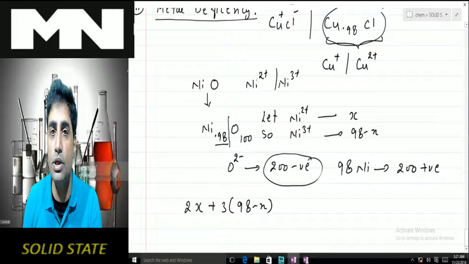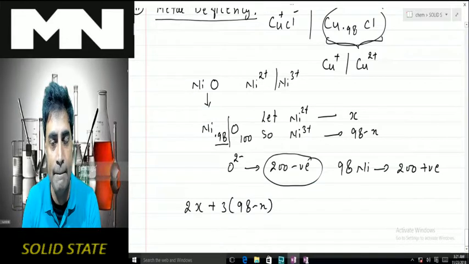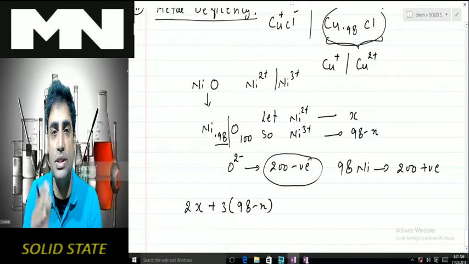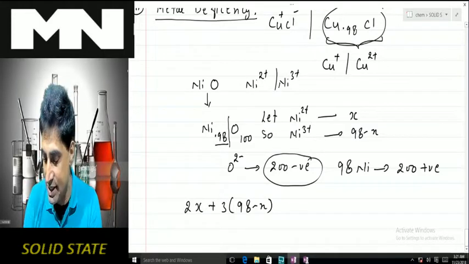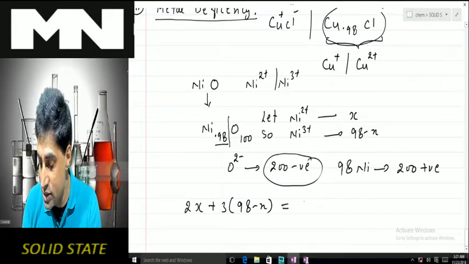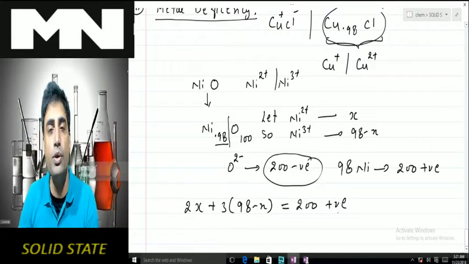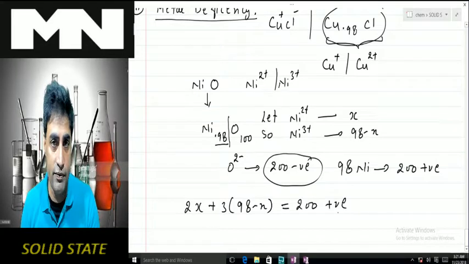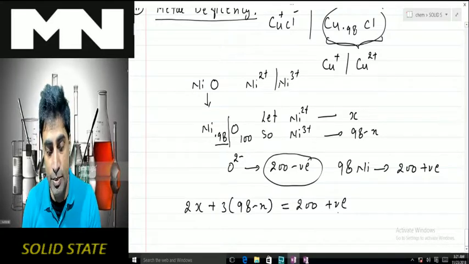And one nickel has got 3 positive charge. So these ions will have total positive charge, that is 3 into 98 minus x. One nickel atom has got 2 positive charge, so the total positive charge is x into 2, because the number of 2 positive nickel is x. And that total charge is equal to 200 positive. From here you can easily calculate the value of x, that is the number of Ni2 positive. If you subtract that from 98, you will get the value of Ni3 positive.